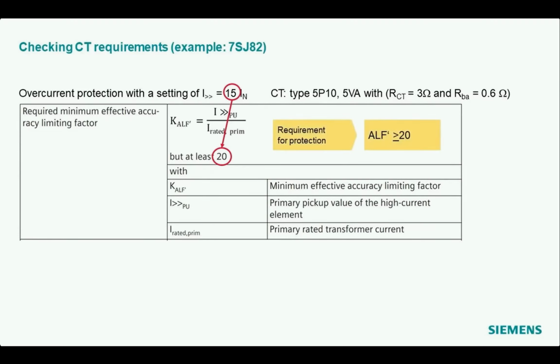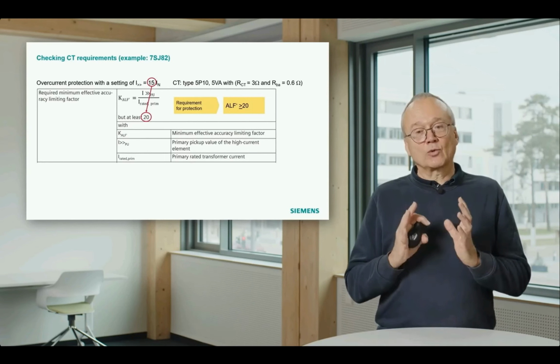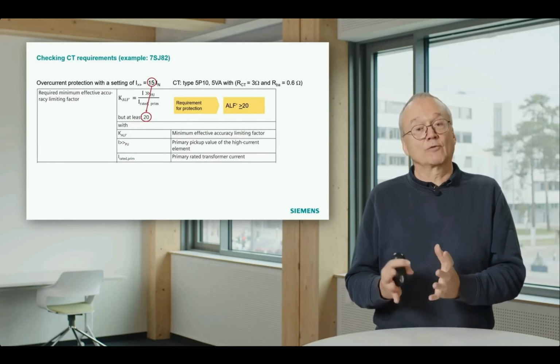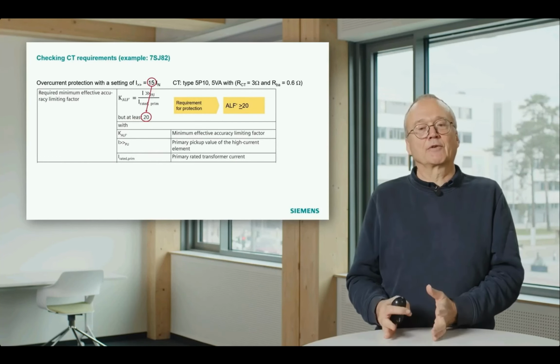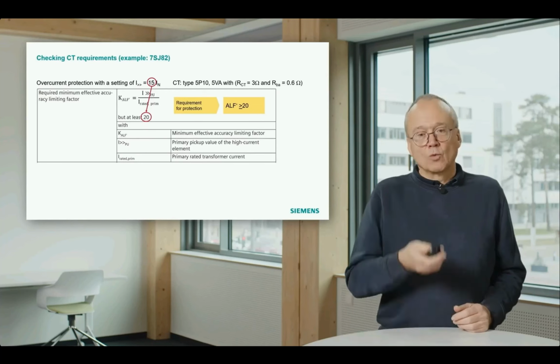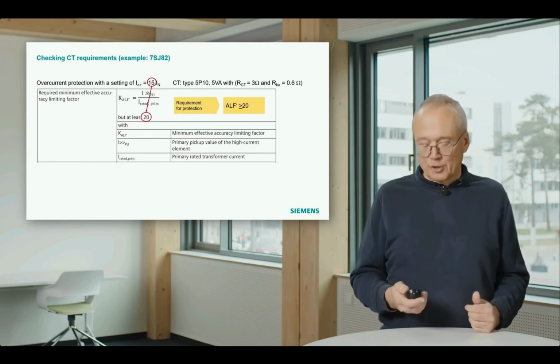That means you take this 20, and from that you get the information: the 7SJ82 requires that you have a current transformer where the ALF dash, the effective or operational accuracy limiting factor, is higher than 20. So now it's pretty easy. We take these values and calculate the ALF dash as we did it on the previous slide.